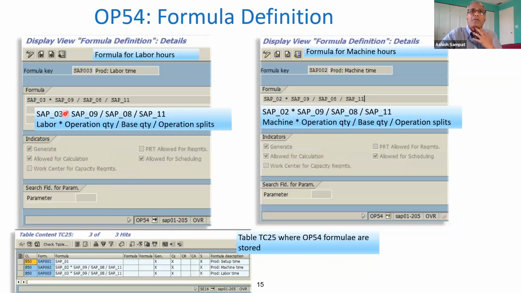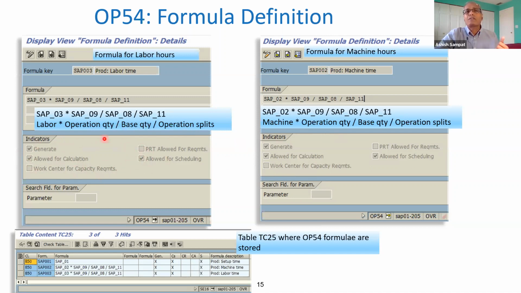So if we look at the formula definition, which is further down behind the scene in OP54, for each of these formulae, you can define what all parameters are to be used. So in this case, SAP 03 times 09 times 08 and 11. Now what are these? When we go to the detail, you'll know that, okay, these are labor times operation quantity divided by base quantity divided by operation splits. It also has some more control indicators here which are useful.